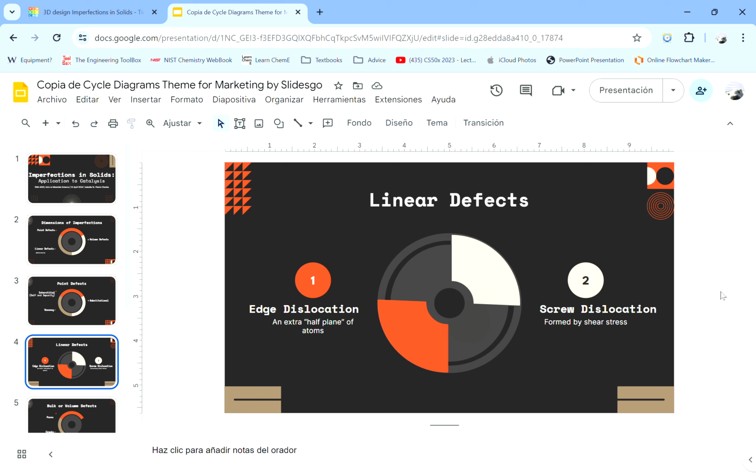For linear defects, these are of course occurring along a line. For an edge dislocation, there is an extra half plane of atoms that creates a discrepancy in the original structure. A screw dislocation is formed by shear stress and shifts the original structure in a slightly different direction.